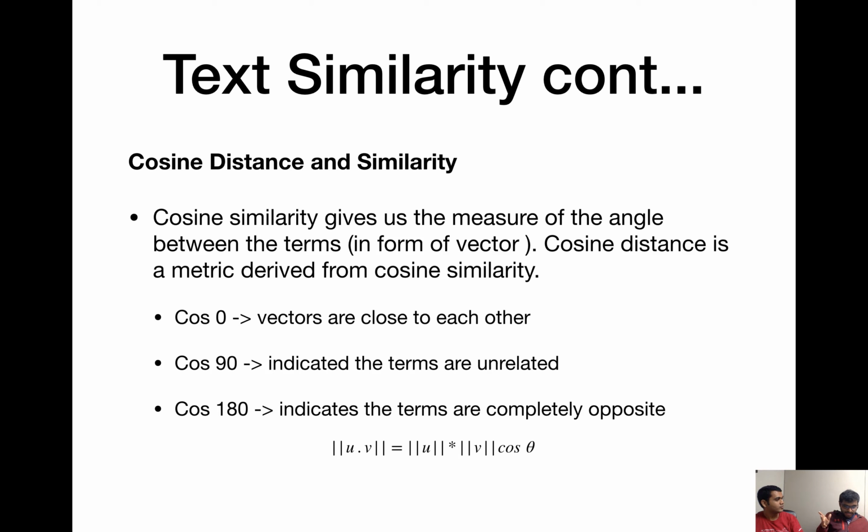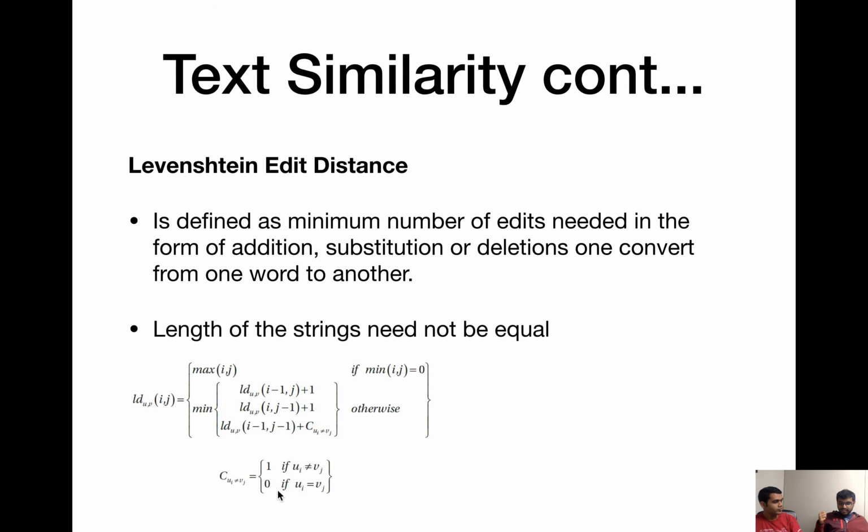With Jaccard, you really don't care if a word is repeating so many times. It's related to the duplicates, but if it's repeating, it wouldn't care. But cosine similarity will care if a word is repeated some number of times. So that's cosine distance and similarity. The third one is edit distance, Levenshtein's edit distance. This is also a really interesting one, and we're going to see a small example here.